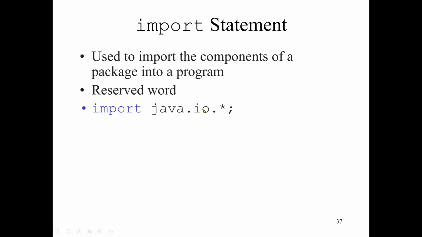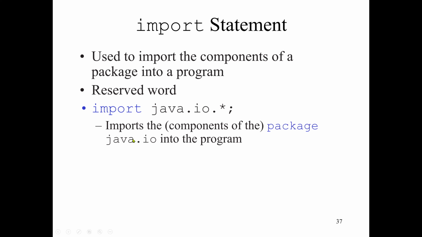For example, if I want to use files in my program, let's say get input from a file or store my program results into a file, and I need to do some file operations, opening the file, closing the file, etc., then I need io, the input output package. The asterisk means again I'm importing all the classes in io. So import the components of this package, java.io, into the program.